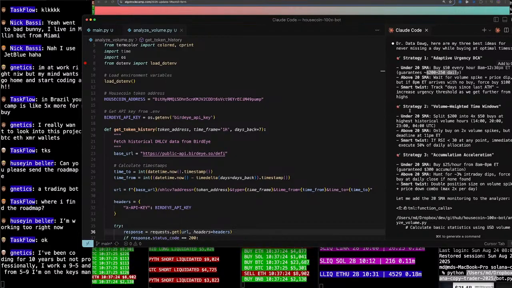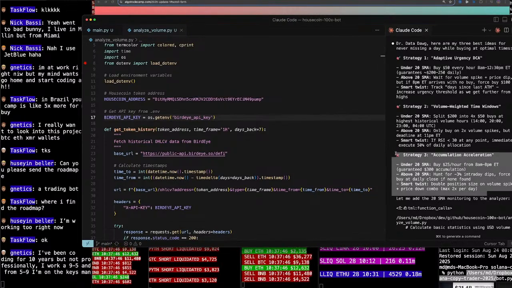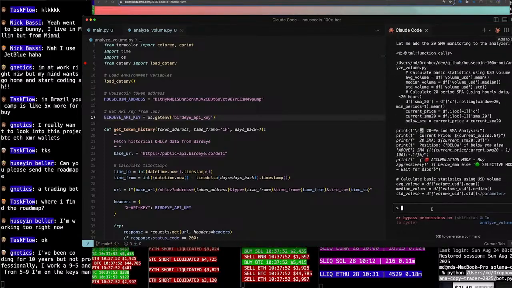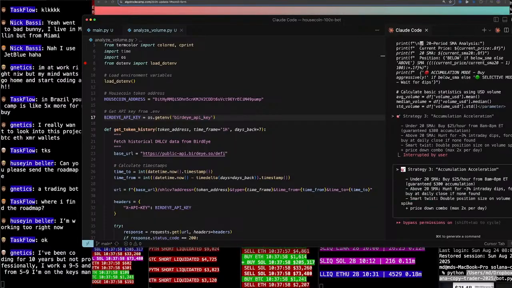So strategy three, accelerate by 24 from AM to 8 ET, guaranteed 300 accumulation. Above the SMA, hunt for 3% intraday dips. I want to do this one. Okay, I like this one the best. So, an hour. Okay, we're going to the SMA. Under it, we're going to buy X amount per minute, with a 50 daily cap. So put that on top.